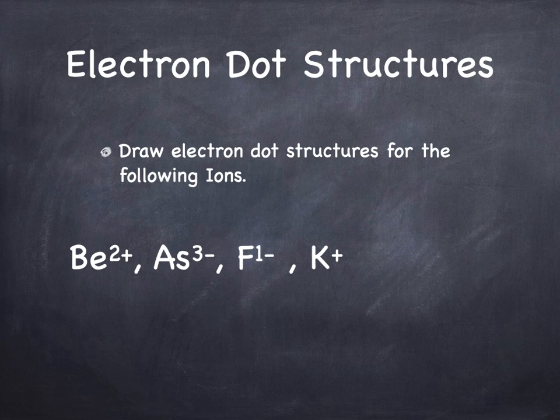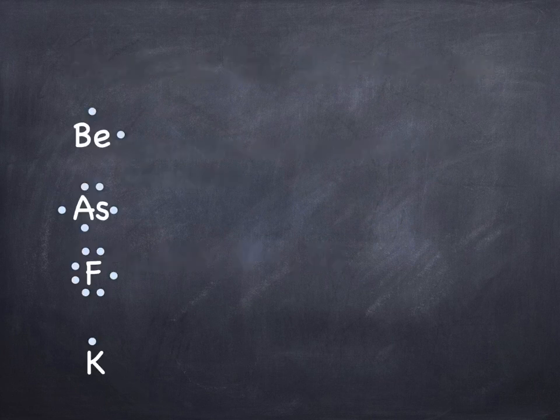Okay, if you got that done, here's what the answers ought to look like. So 2 valence electrons in beryllium, so we get our 2 dots there. Arsenic has 2 paired electrons and 3 unpaired electrons. Fluorine with 7 only needs to gain that 1 electron, and potassium with 1.